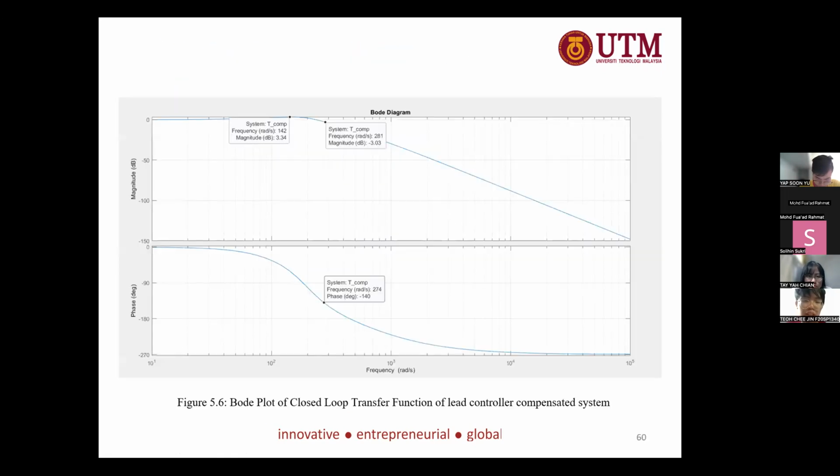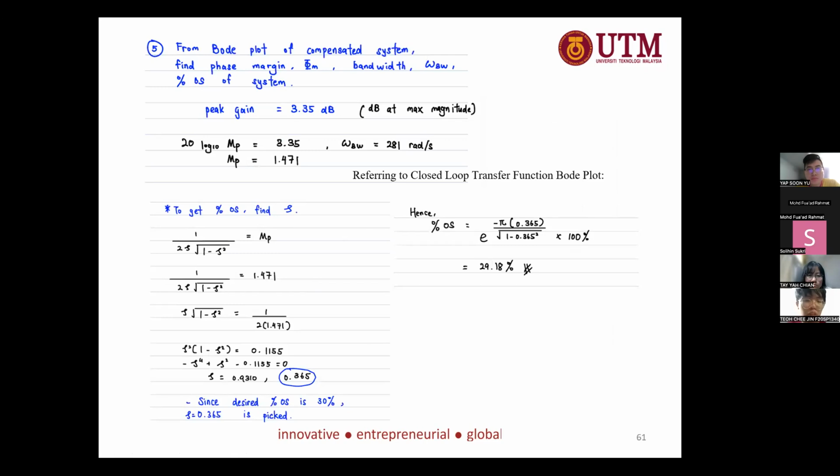So after that we also plot the closed loop block diagram at the same time as shown in figure 5.6. This process is to check back the value of percentage overshoot. They are the values obtained in the closed loop block diagram, such as the value of P and also the bandwidth. So from the value of P, which is 3.35 dB, we'll get the value of MP, and from MP we can substitute back into the equation and get the value of zeta.